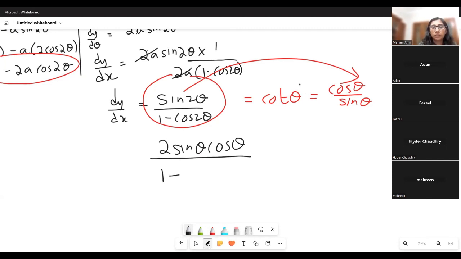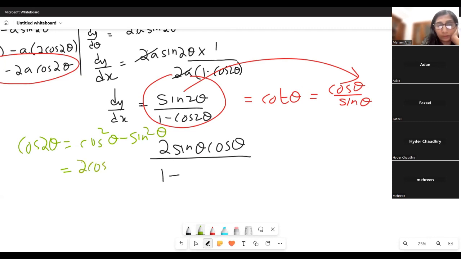For cos 2 theta, we have a few formulas. One of them is cos 2 theta equals cos square theta minus sin square theta. Then if only in cos, it's going to be 2 cos square theta minus 1. And if you need it in only sine form, it's going to be 1 minus 2 sine square theta.